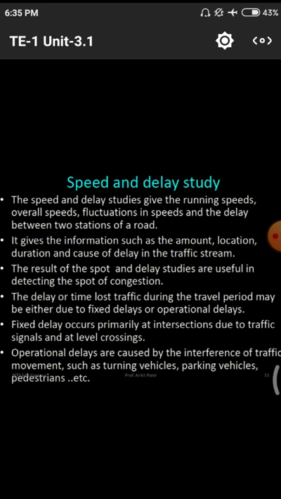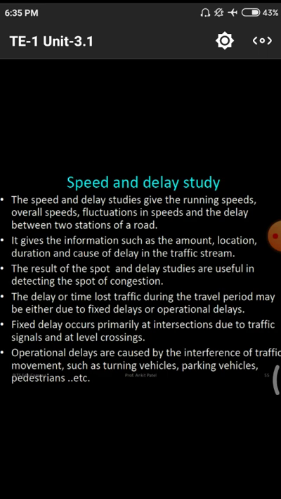First one is the running speed. What is the running speed? It means the normal speed maintained by a particular vehicle. Second one is the overall speed. That means by comparing all of the vehicular speeds, we get this overall speed. Next is the fluctuations in the speed. Is there any fluctuation, that means any delays while moving on a particular road itself?